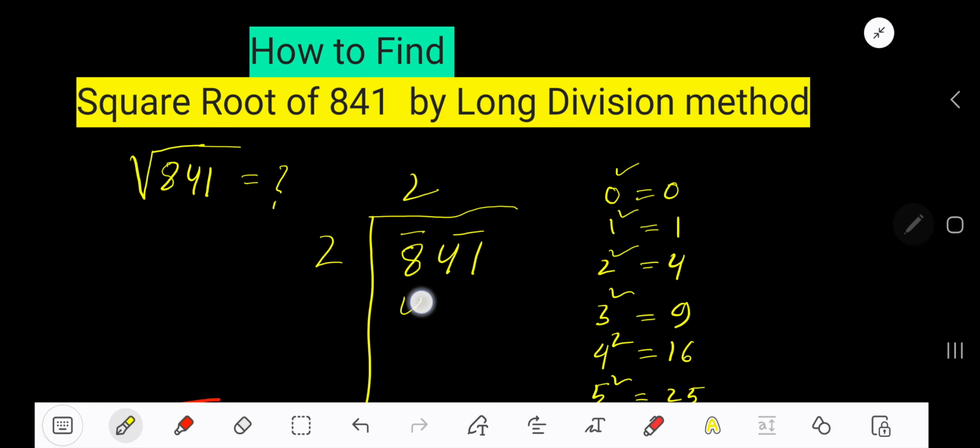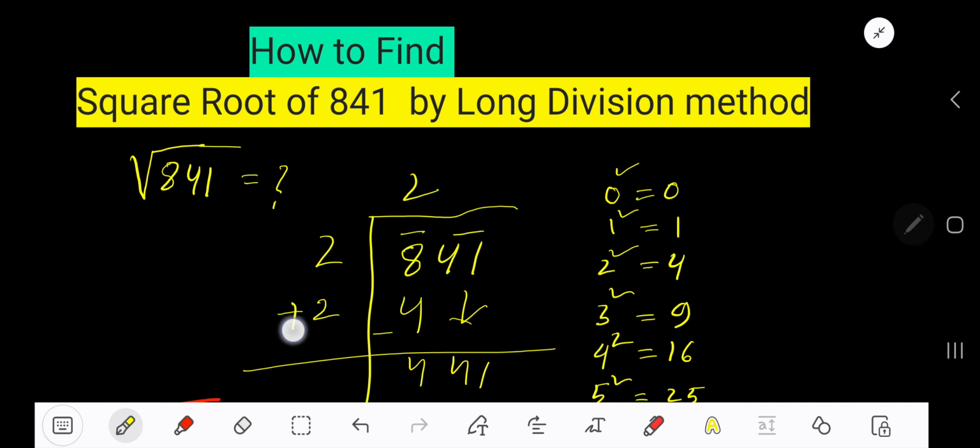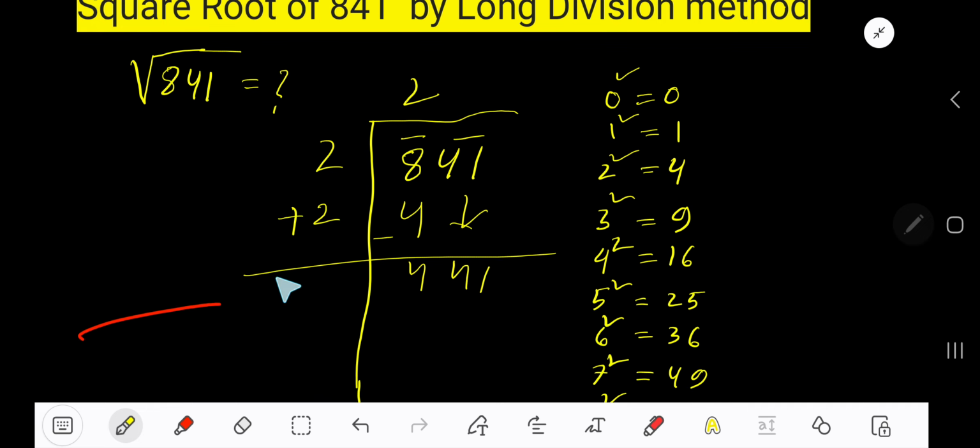2 times 2, 4. Subtract 4, bring down the next pair. Since you have placed 2 in the quotient, the same number will come under the divisor and add. 2 plus 2, 4. Okay, now place a number here and multiply. 4 and place a number times.